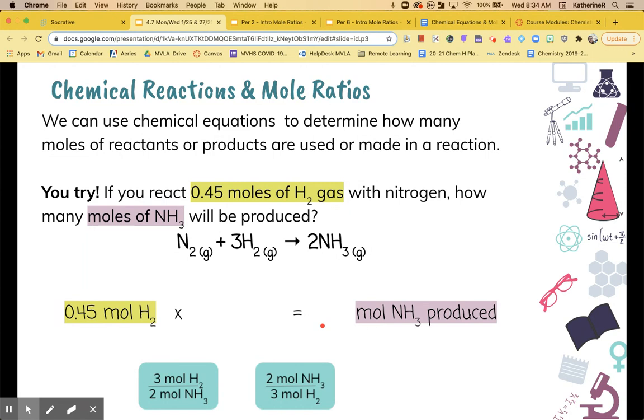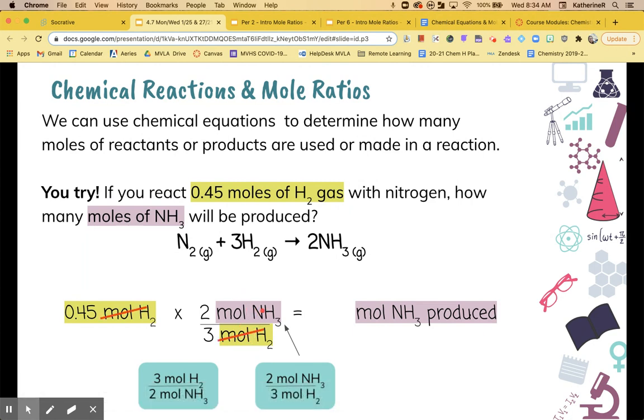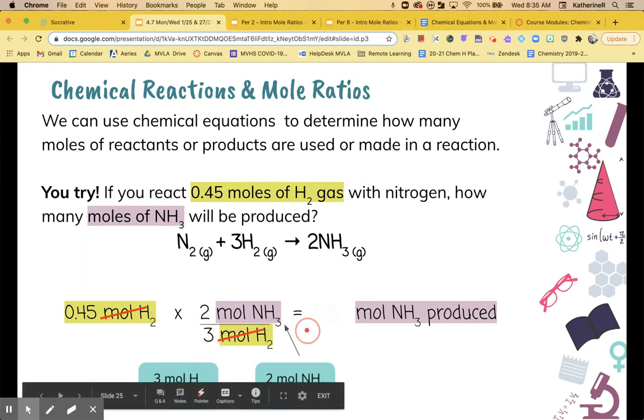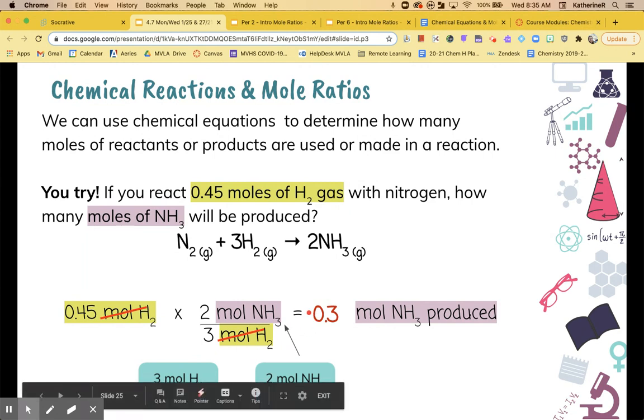And so you can think for a moment, which one do I need to use? Well, I'm given that I have moles of H2, and so that means that moles of H2 needs to be on the bottom in the denominator. And so moles of H2 is going to go on the bottom so that those two cancel out, and moles of NH3 is going to be on top so that that's what I get out for my final answer. Okay, and so now all I'm going to do is do 0.45 times 2 divided by 3, which is going to be 0.3 moles of NH3 produced. Okay, and so this is mole ratios.